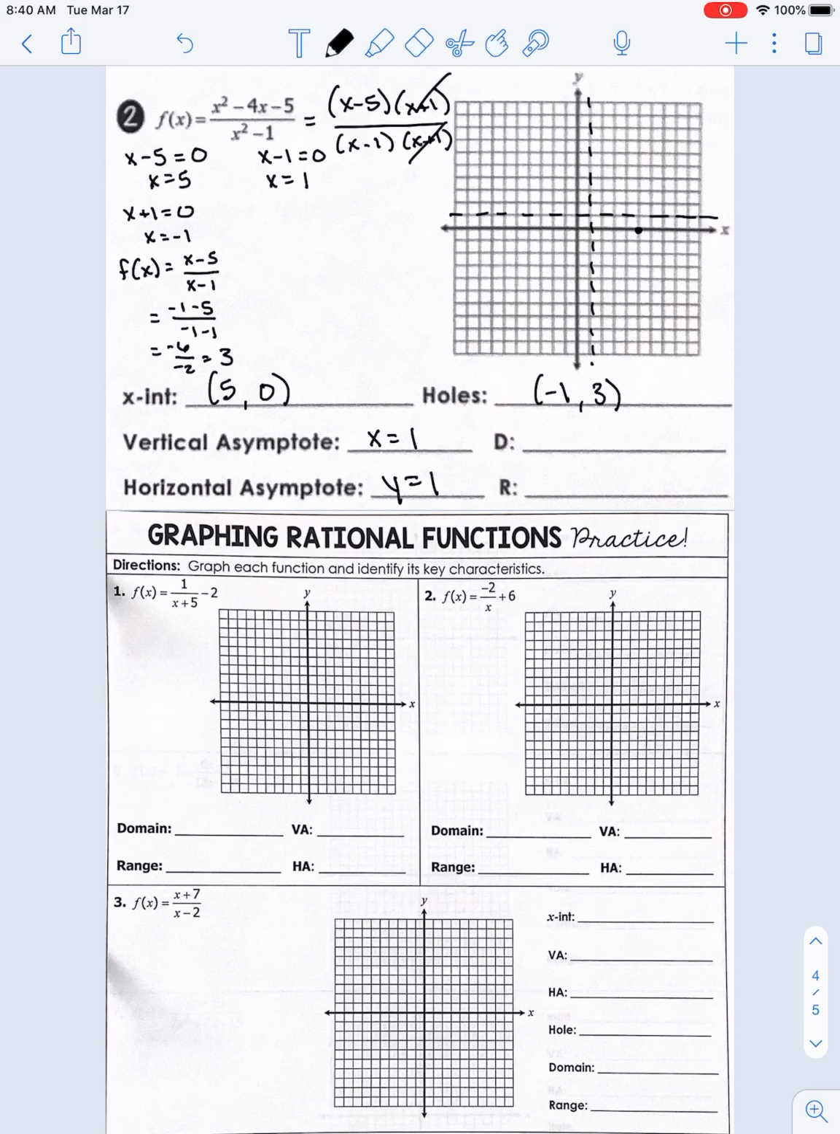I'm going to go ahead and make sure I put that in my graph. So negative 1, 1, 2, 3. There's my hole.